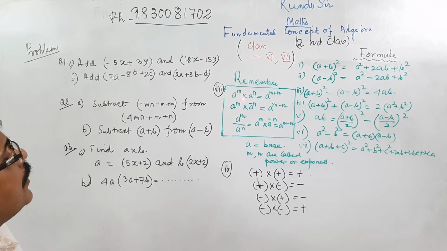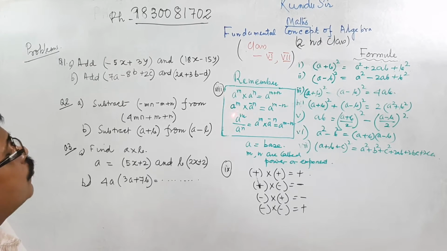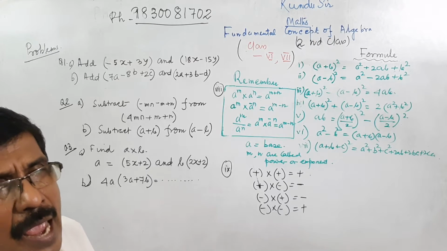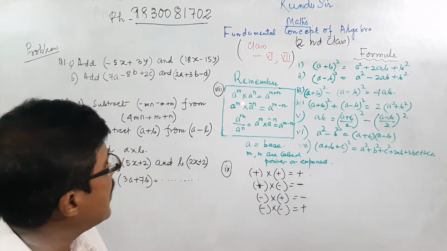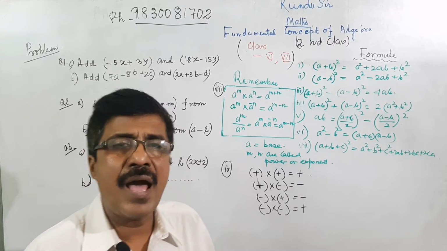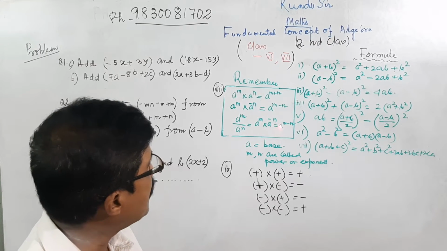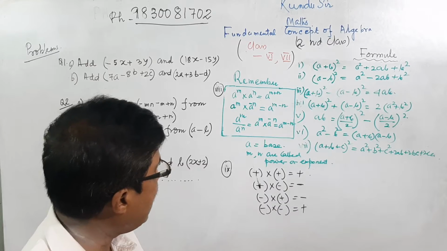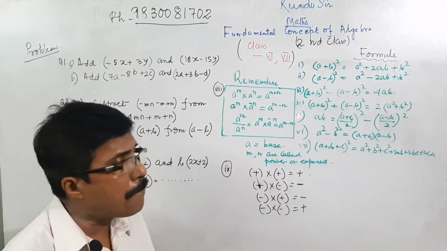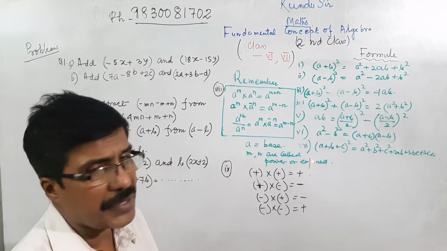a to the power m into a to the power n equals a to the power m plus n. a to the power m into a to the power minus n equals a to the power m minus n. And third, a to the power m by a to the power n can be written as a to the power m into a to the power minus n, and equals a to the power m minus n. a is called the base, and m and n are called the power of the base, or power or exponent.